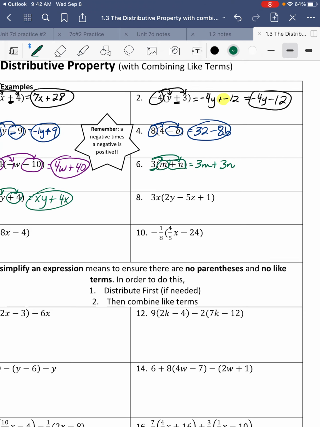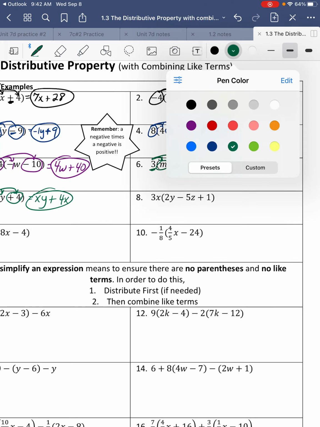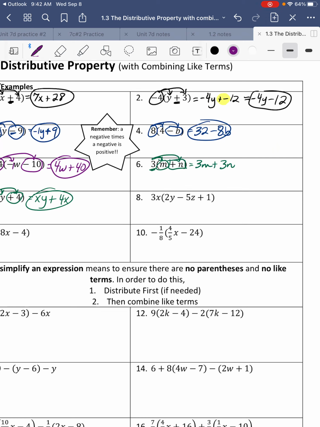Number 8, all right, now we have not just 2 terms inside parentheses, but we have 3. And that's all right, we just keep doing the same thing. 3x times 2y. So we have the coefficients, 3 times 2 is 6. X times y is xy. Those are not the same variable, so we don't put those together at all.